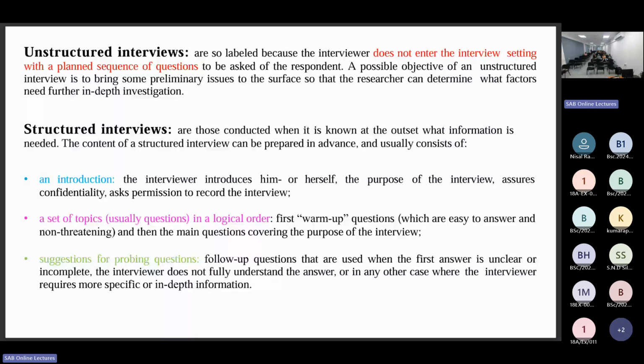A set of topics in logical order. Now they are asking, okay, what is your name? Give the introduction about yourself. Where did you work previously? What are your educational qualifications? What are your extracurricular qualifications? Likewise, they are asking the questions according to the predetermined order, right? When they are asking the questions, if some answers are not clear to them, they ask some supporting questions, which we call probing questions, right?